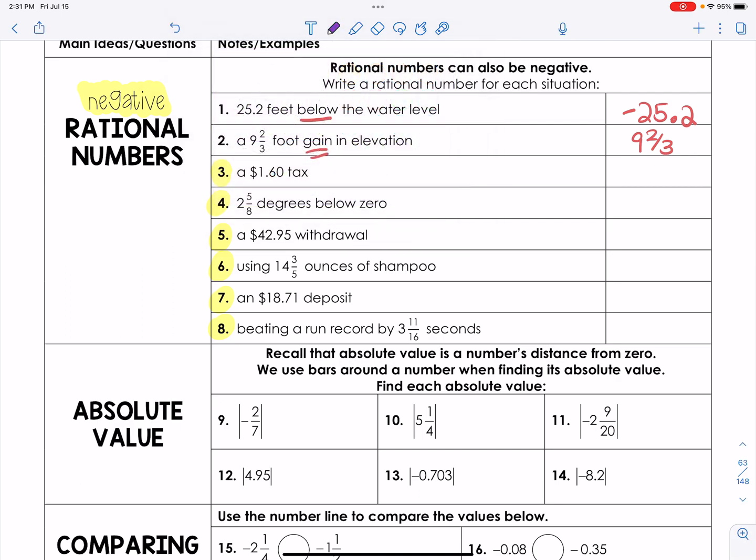All right, pause. You did it? Okay, tax is added on, so that's a positive. Below 0, this would be a negative. It withdraws, taking something out, so it's a negative. Using is losing it, so it's gone, so it's a negative. A deposit is putting it in. And beating a run record by 3, so you're going this much less than the record. So it is a minus because you're beating it.